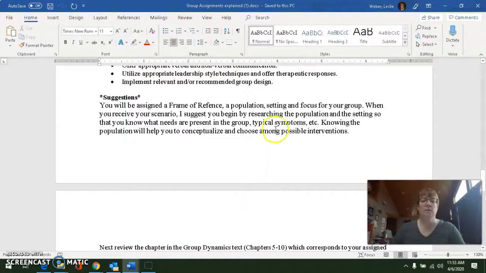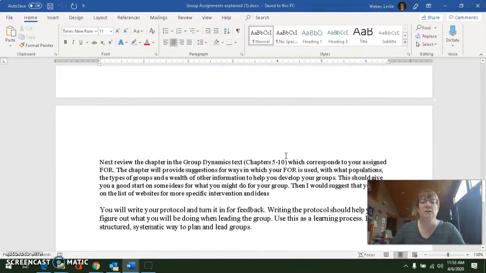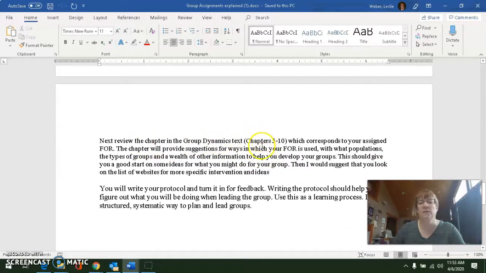So first of all, figure out your population and your area of focus. What does that mean for that population? What do they struggle with? And then once you have that down, go back to your group dynamics. That's Cole's textbook. Look up whatever chapter corresponds to it. So we looked at psychodynamic, which was chapter 5. Look that up and have in the back of your mind, as you're reviewing that chapter, what would psychodynamic theory do with people who are struggling in this way, as my population, with social participation.